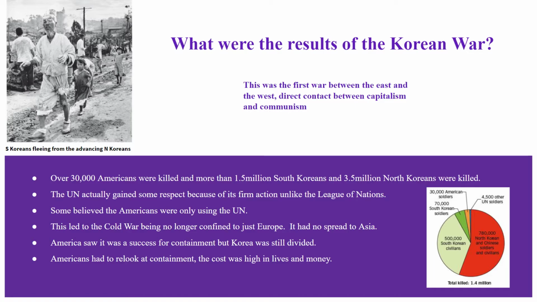But the South Koreans were basically represented by the United States, and the North Koreans were basically represented by the USSR. And so that's why it's called a proxy war. And so it was still fought between the two big powers, but under the guise of a different war. Over 30,000 Americans were killed, and more than 1.5 million South Koreans and 3.5 million North Koreans were killed. That is a lot of people killed.